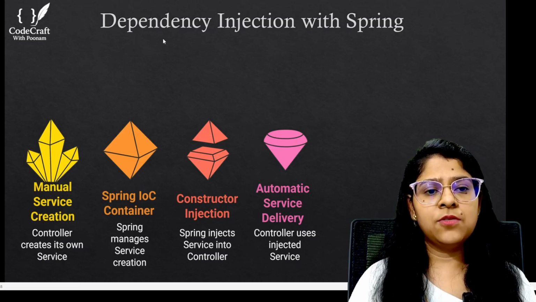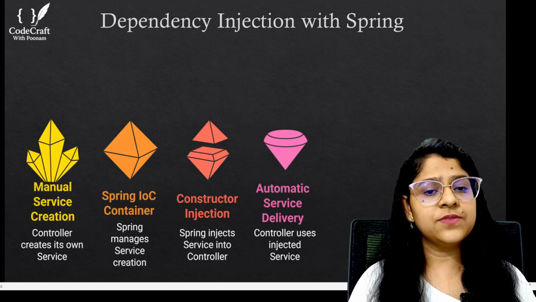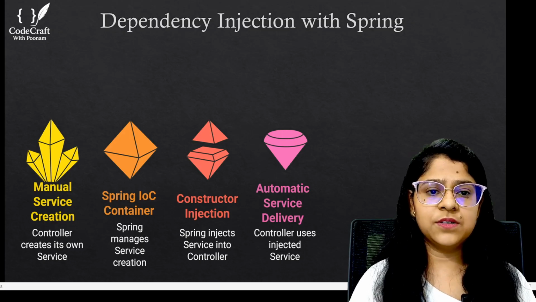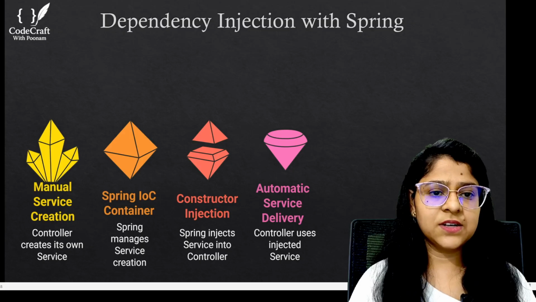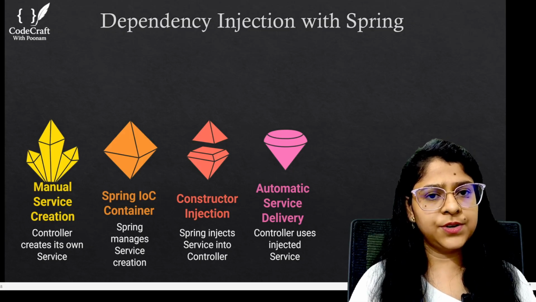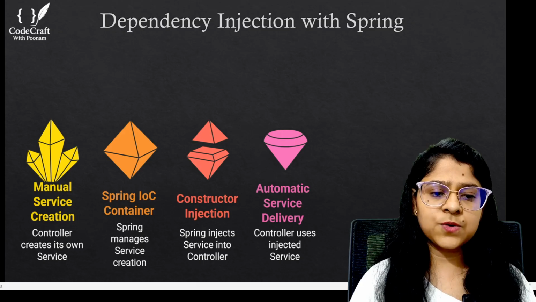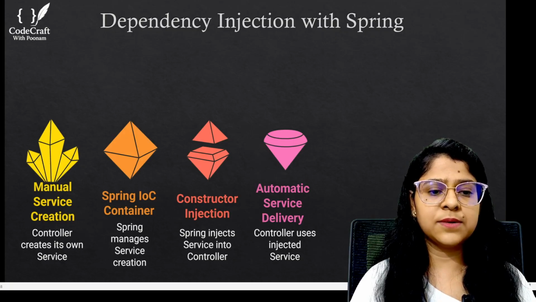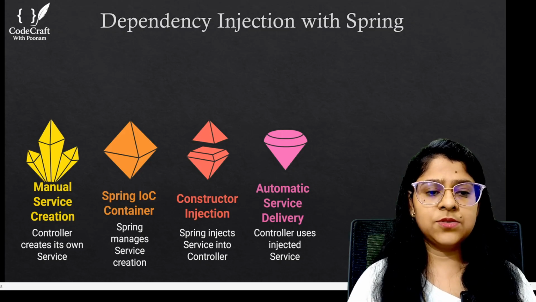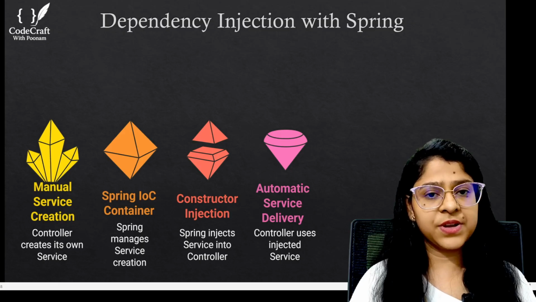So when you use dependency injection with Spring, Spring delivers a ready-made service to the controller. Spring injects the service automatically, so you need not create the service manually. The Spring IOC container will manage the service creation. IOC is nothing but inversion of control, which means you need not create the object. Spring will take care of it.